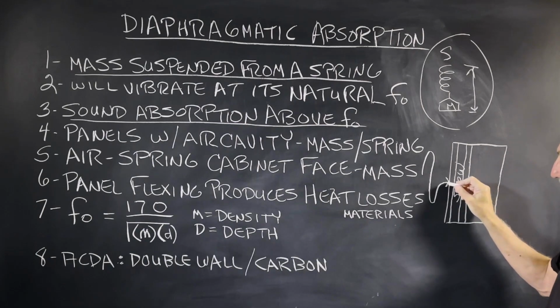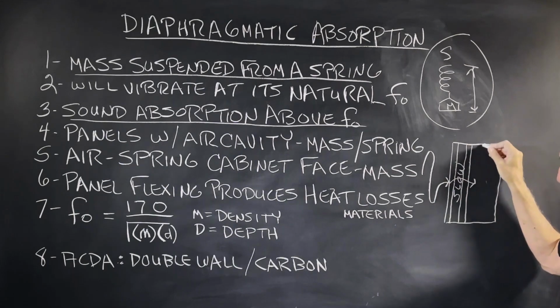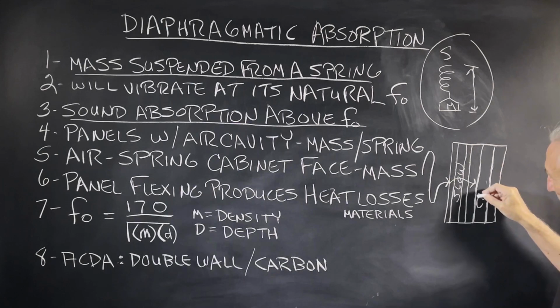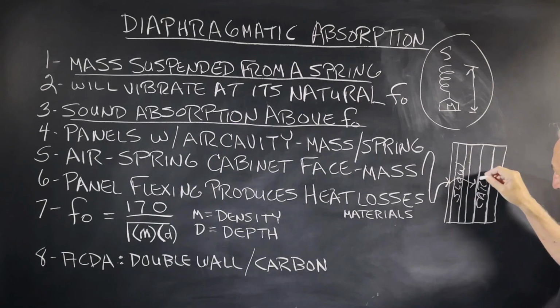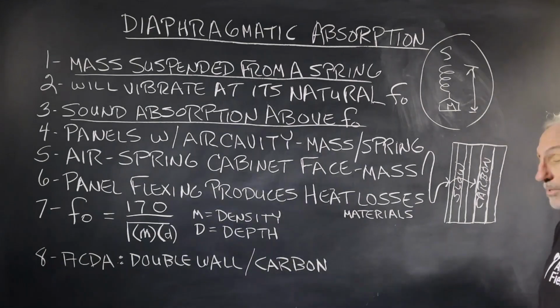So then the pressure wave continues and it enters the inside of the cabinet. And what's it going to find when it's inside the cabinet? It's going to find our carbon. Okay? It's going to find a lot of it, 50, 60 pounds in some units.